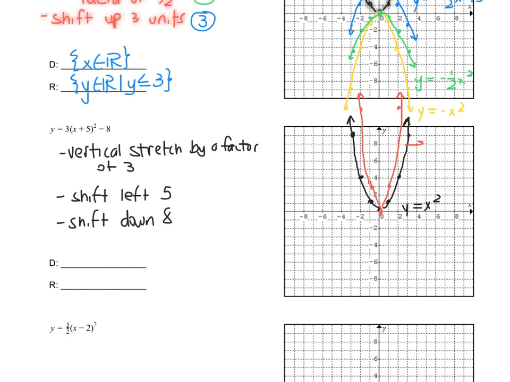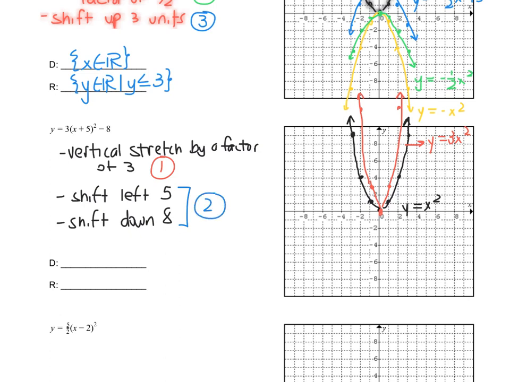And I will label this as y = 3x². So hopefully you had that, and if you didn't, hopefully you see where you went wrong. So I'm doing that as step 1. And now I'm going to do the shifting all in one step, and that will be my step 2.